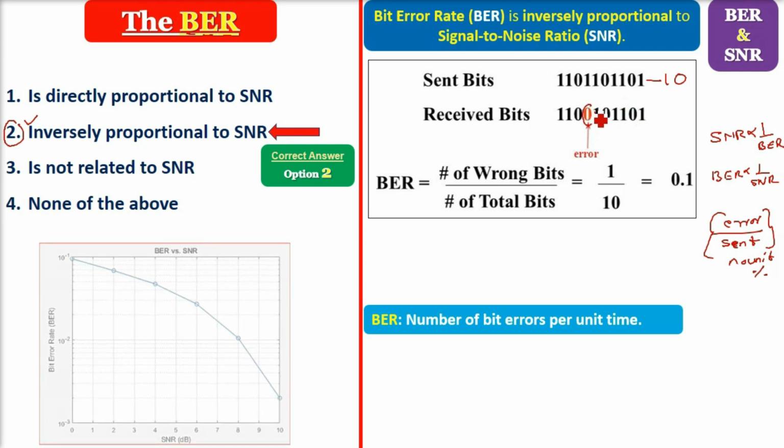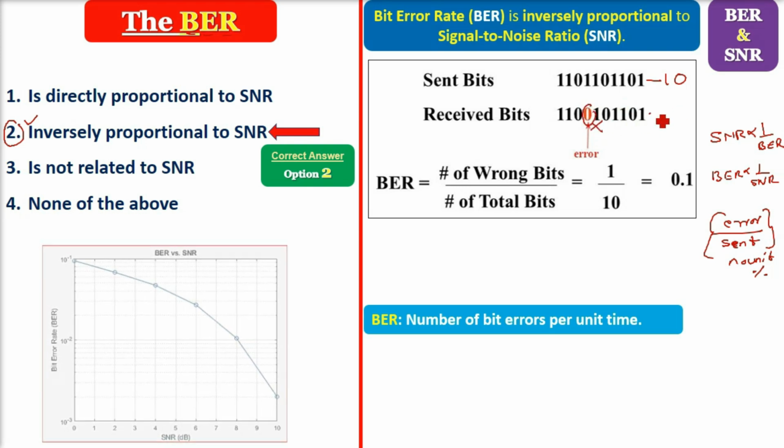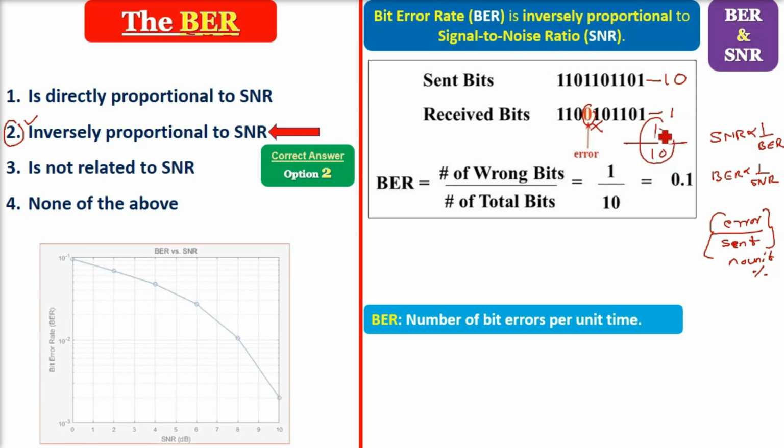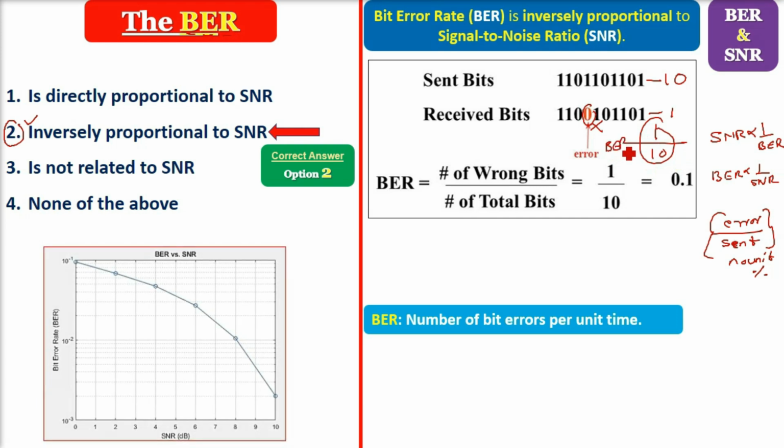All of them have been received, but one was with error, which is the 0 one. So the received one which has the error, which is 1, divided by the sent bits, which is 10, this is called the bit error rate.